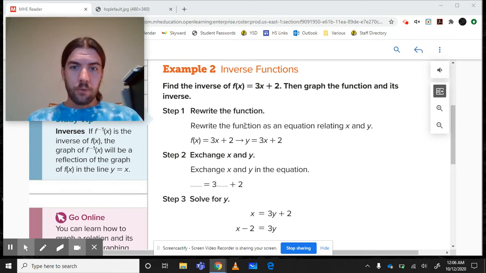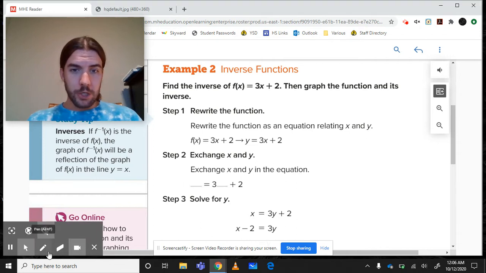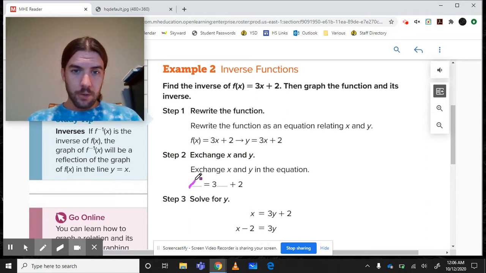So we're going to rewrite the function as an equation relating x and y. We're not going to write it in function notation. We're going to go back to our y and x notation, and we're going to say y equals 3x plus 2. Then we're going to flip the x and the y. We're going to exchange them. So in our inverse function, we don't think y is going to equal 3x plus 2. We think x is going to equal 3y plus 2.